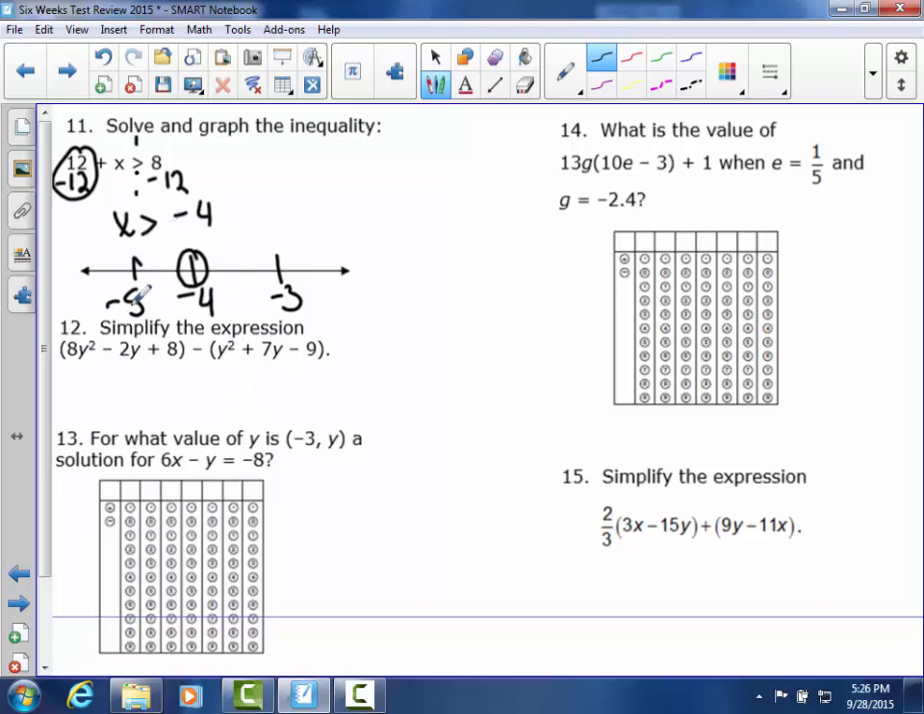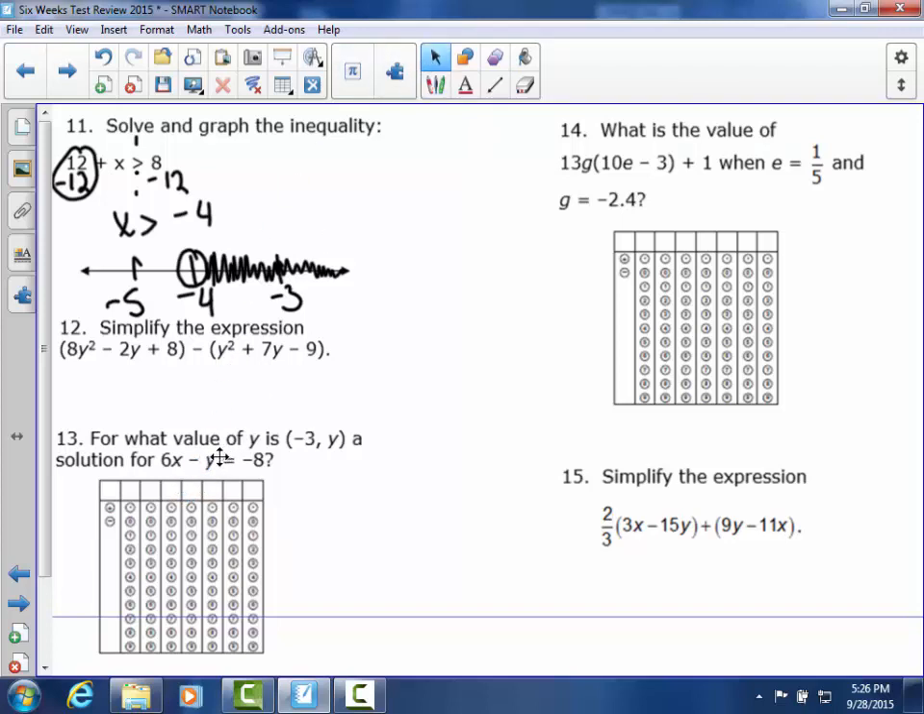And then we ask ourselves, is -5 greater than -4? No, it is not. Is -4 greater than -4? No, it is not. Is -3 greater than -4? Yes, it is. So that tells us we want to shade in this direction. And that's it. We have solved and graphed the inequality.